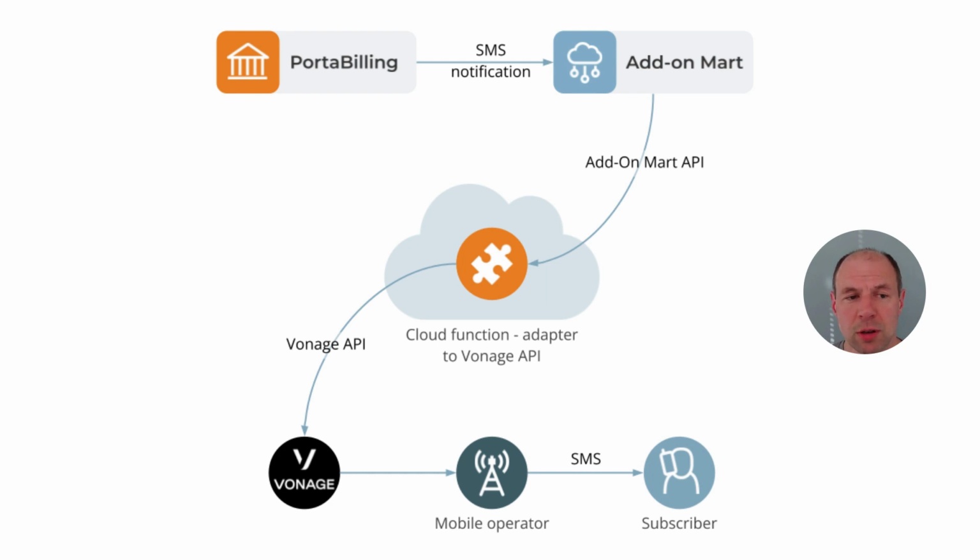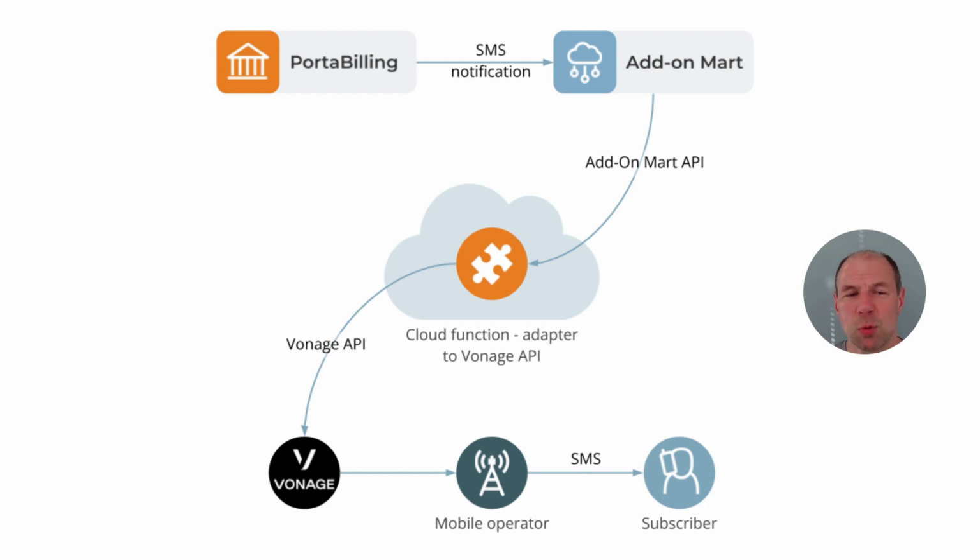So how does it work? Portal billing, it's a telecom billing system. It just generated an invoice, or it discovered that a customer didn't pay an invoice and now it's overdue. So in addition to email notification, it also wants to send an SMS notification, which is more reliable and is more likely to draw customers' attention. Since the subscriber may be on a different mobile network, a different operator, and there are different ways to reach them.